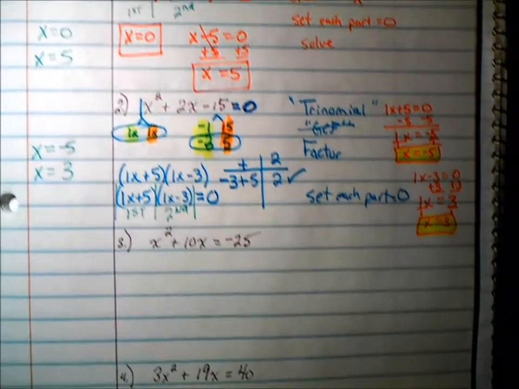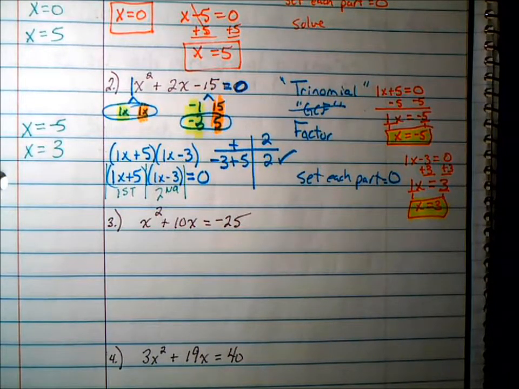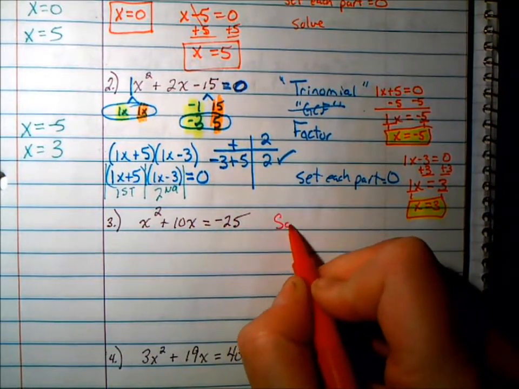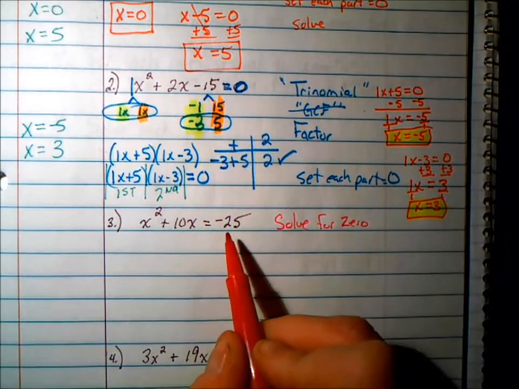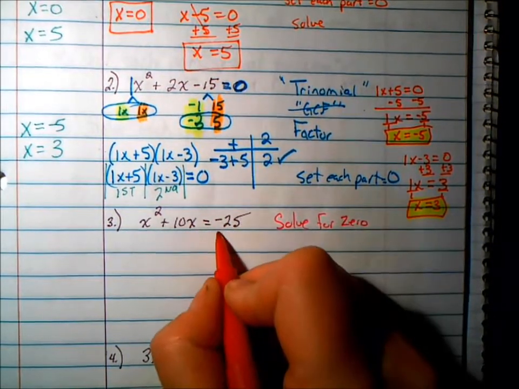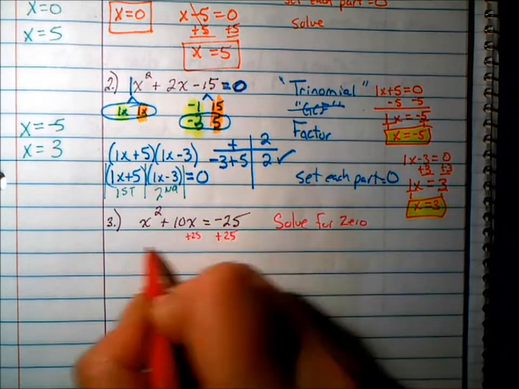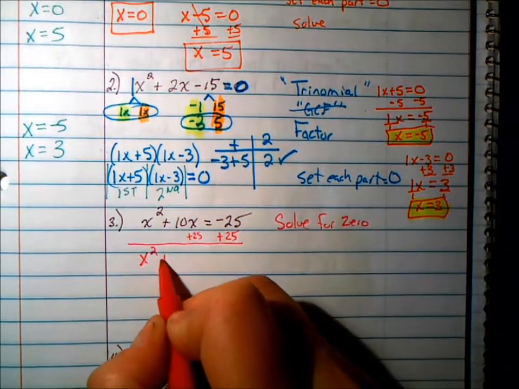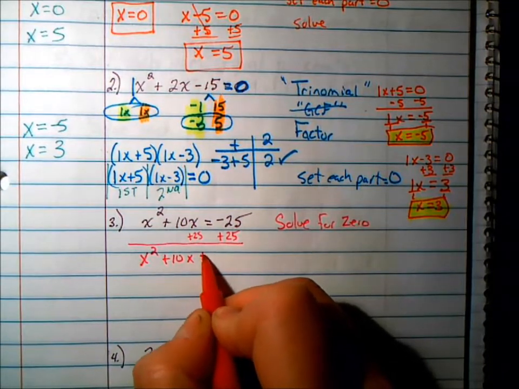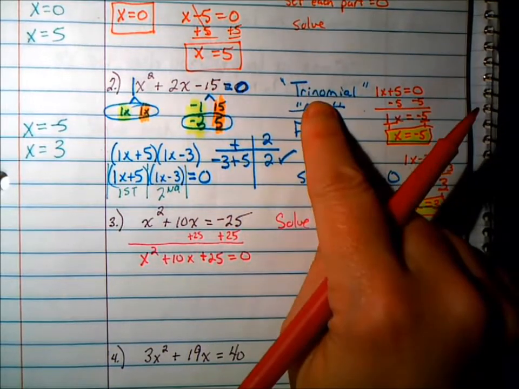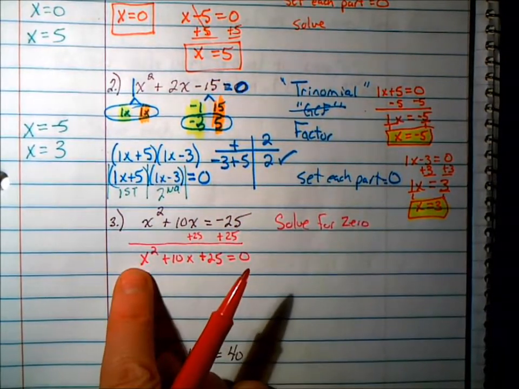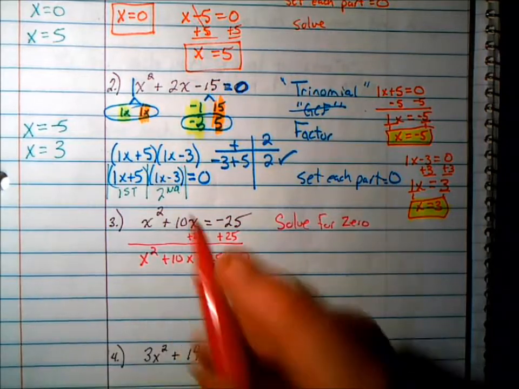Okay, if I go to number 3, the trick on number 3 is that it is not solved for 0. I've got to solve for 0. That means I need to move the negative 25 back over to the other side by adding it. And that'll give you x squared plus 10x plus 25 equals 0. This is a trinomial, so as before, there's not a GCF because I do not have a leading term. So I'm just going to go into factoring.